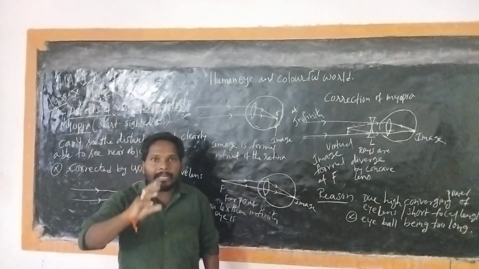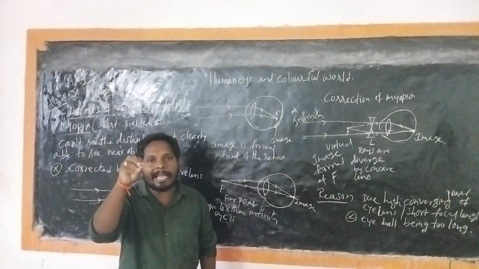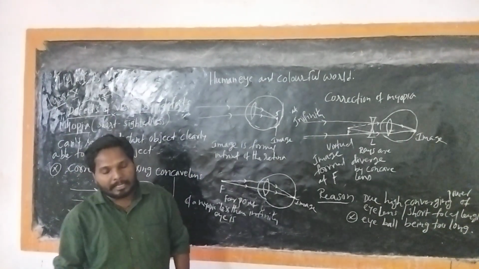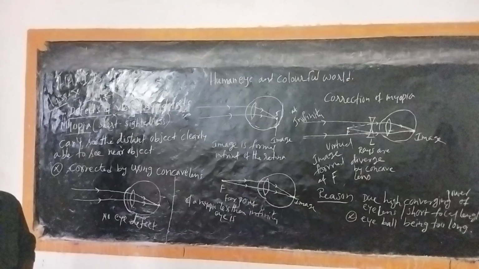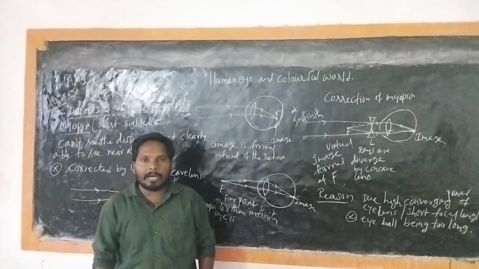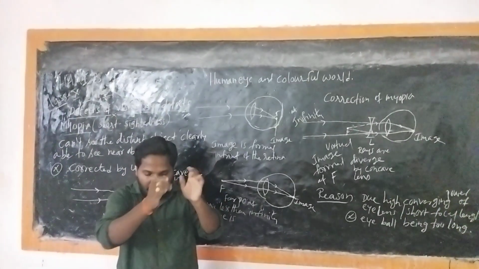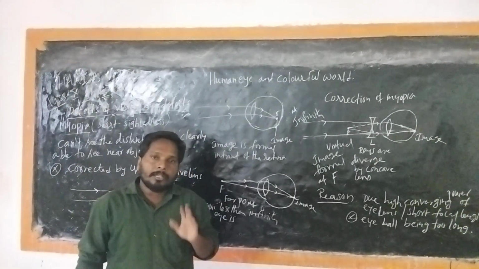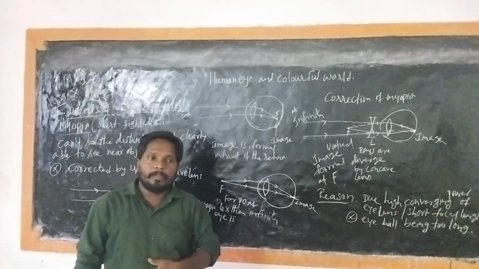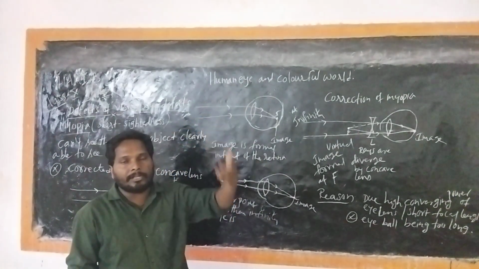So due to the great converging power of the lens, what will happen? In a myopic eye, the image of a far or distant object is formed in front of the retina. Every image of an object should form on the retina, and the retina has the optic nerve, which is directly connected to our brain.